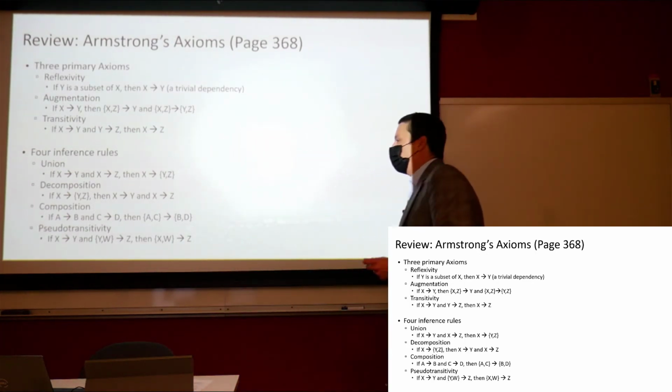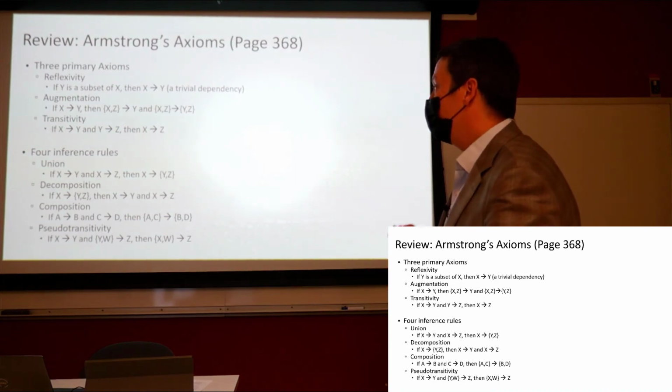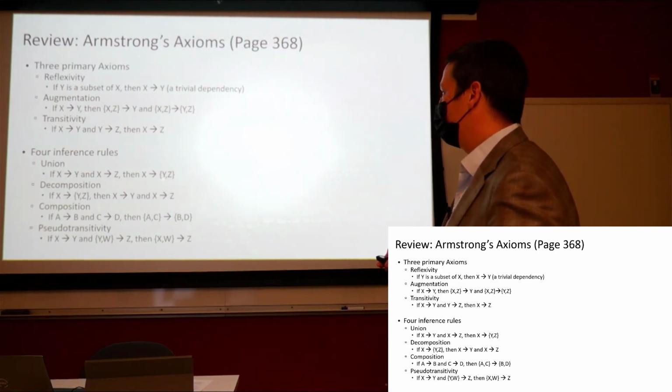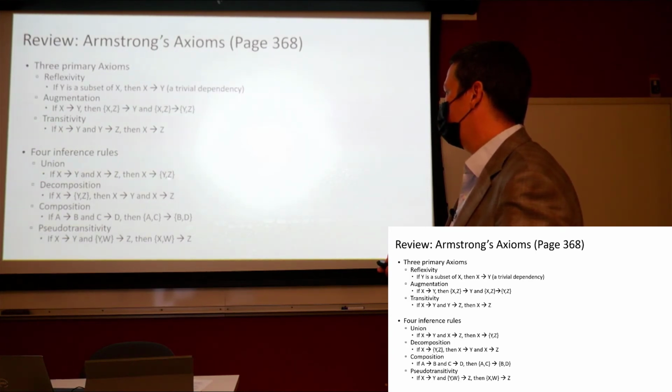Union just says if a determinant determines two dependents independently, then it also determines those dependents together. If X determines Y and X determines Z, then it's also true that X determines YZ together.